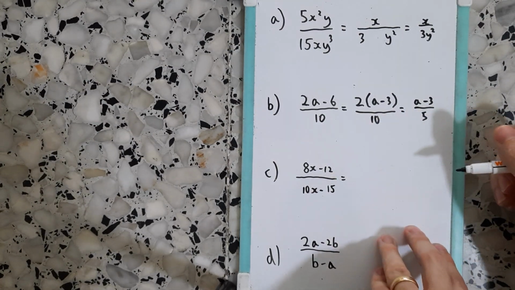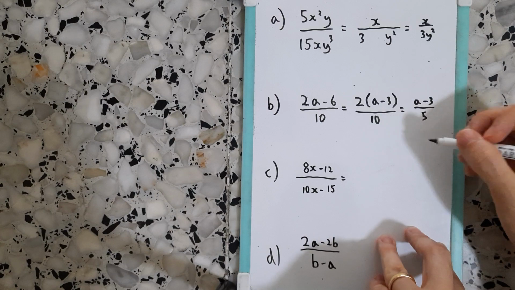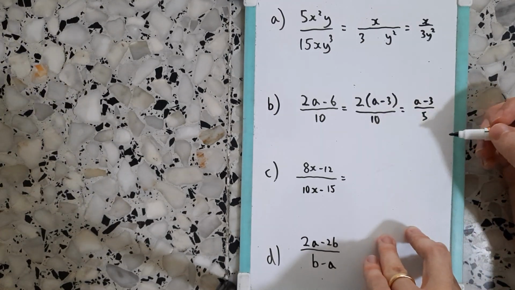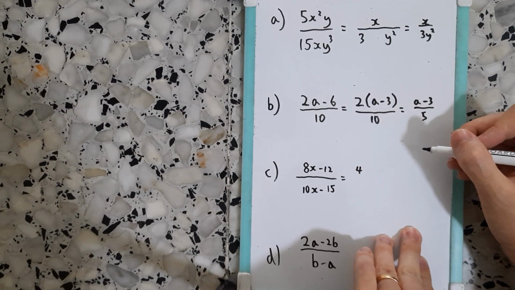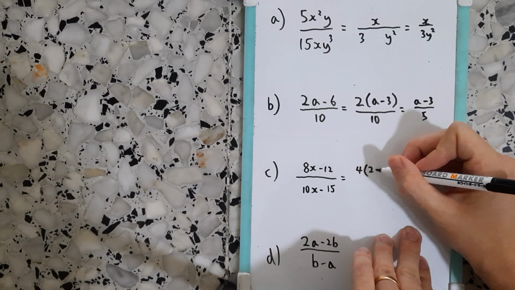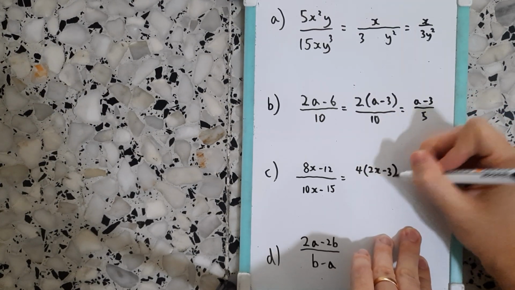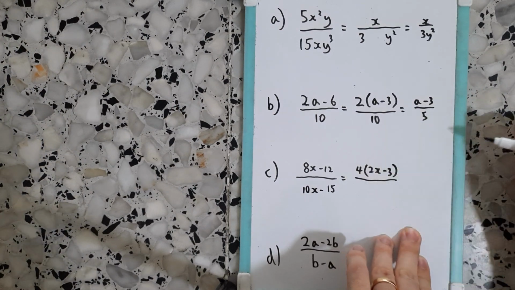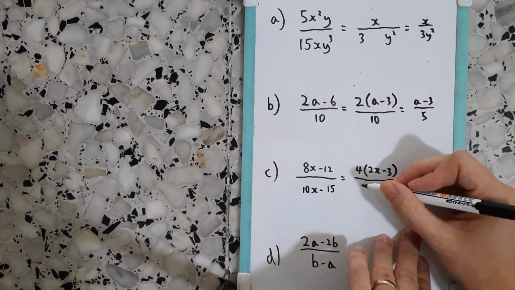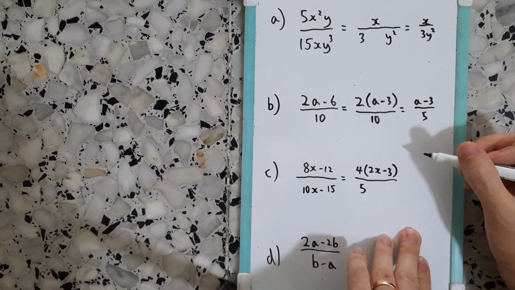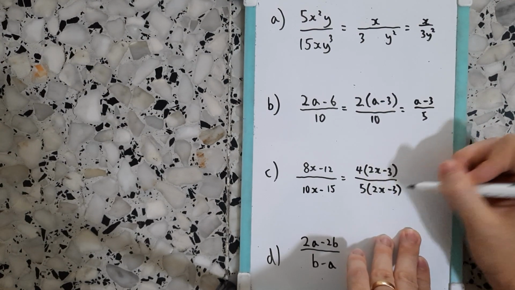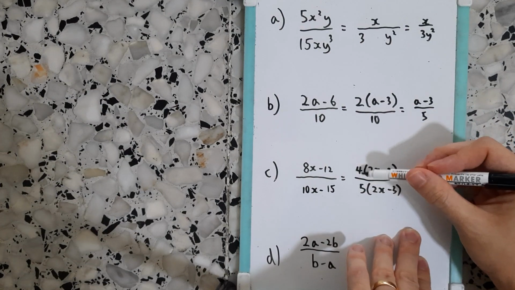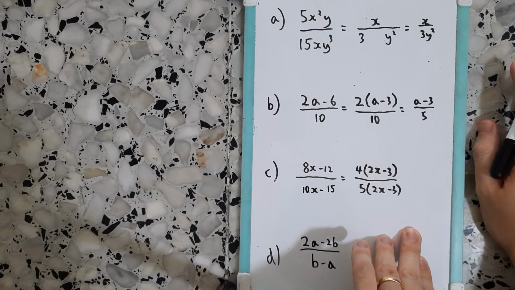So here, let's try factorizing again. So let's factorize the top first. What can I take out from top and bottom? I can take out 4. It is a factor of both, leaving me with 2x minus 3. And on the bottom, I can take out a factor of 5. And that leaves me with 2x minus 3. So here we can see that 4 and the 5 don't share a common factor.